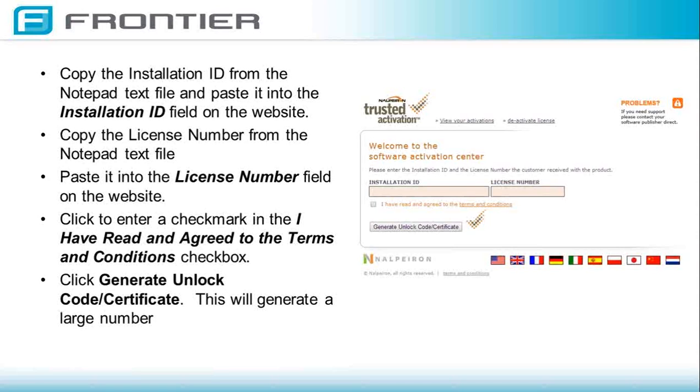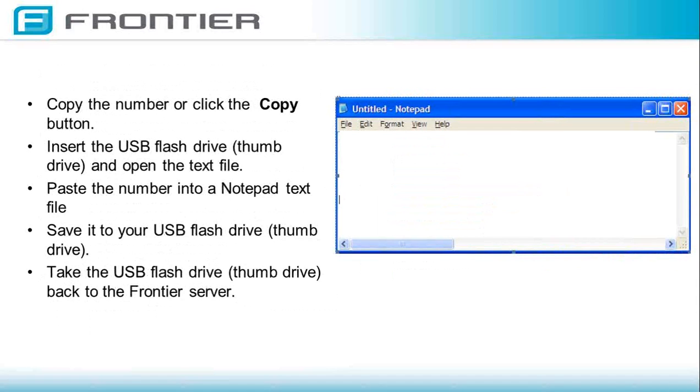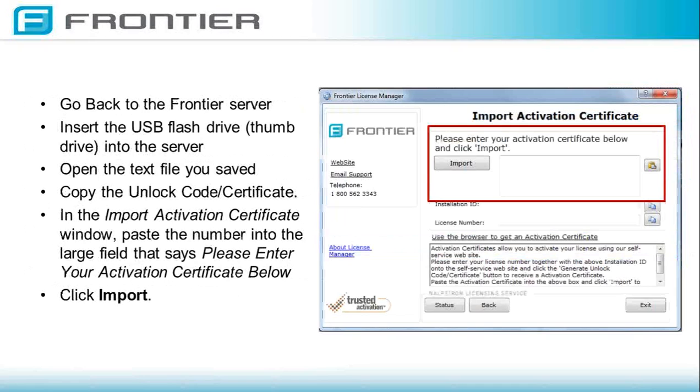that is where a large number will be provided, and you will need to copy and paste that number back into the text file that you had open that already had the installation ID number as well as the license number. Once you've copied that large number, you'll need to save that on that USB drive or thumb drive, and then you will need to extract that thumb drive from the workstation and take it back to the Frontier server. Once you get back to the Frontier server, simply put the USB thumb drive into the actual server, open the text file that you saved. You can copy the code that you received, which was that large number, from the activation process.